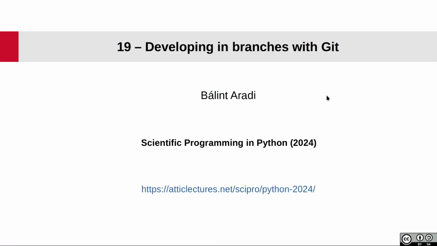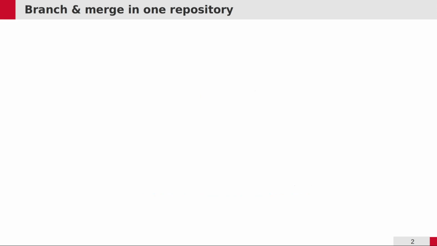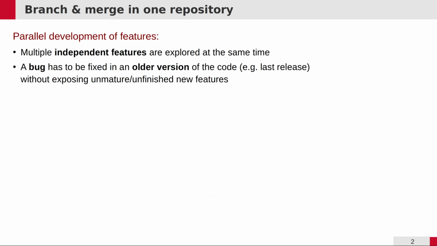Okay, welcome back. In this video, we will have a look at how to develop parallel features, parallel things in Git using branches. So why would you have parallel development lines in Git at all? There are two scenarios which I can think of that could be relevant for you at this point.